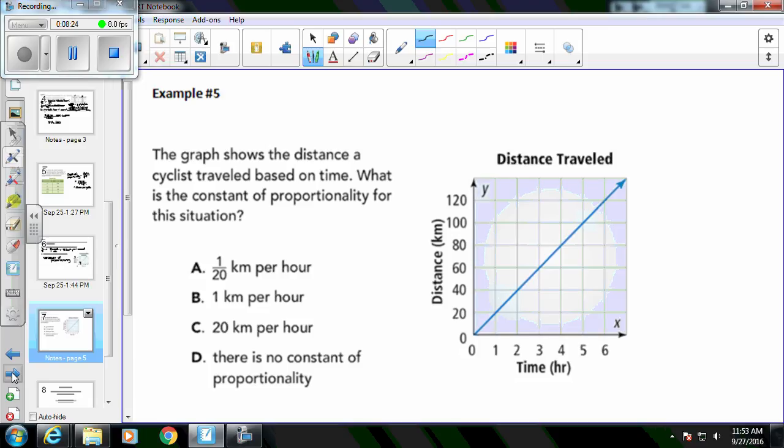On this example here, we have the distance a cyclist travels based on time. What's the constant of proportionality? Well, let's do what we just did. Here's my y, here's my x. Pick a nice easy point. I'm going to pick 20 over 1. I could also do 80 over 4. 80 divided by 4 still gives me 20. So it is 20 kilometers per hour. Remember, we have to do the y divided by the x. So choice A does the x divided by the y. We have to be careful on that.